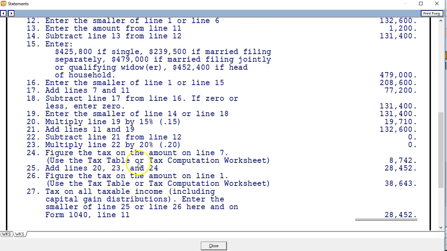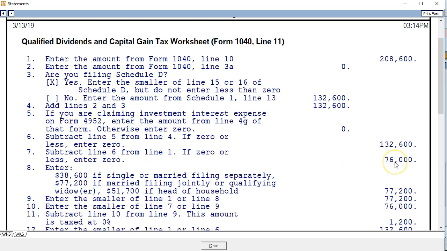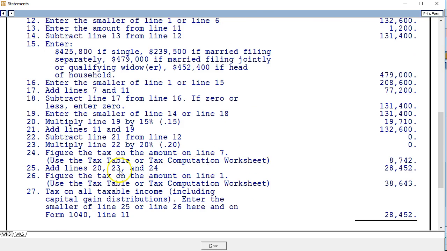24, figure the tax on the amount on line 7. And then we'd have to use the tax tables or the tax computation worksheet. So line 7 is up top here. And remember, that's basically the difference between the taxable income and the Schedule D income. And we had to use the tables to calculate that. And then add lines 20, 23, and 24. Figure the tax on the amount on line 1. Use the tax tables or the computation worksheet. Tax on all taxable income. So notice the calculation again. I read through that just to show that it's a bit complex of a calculation.